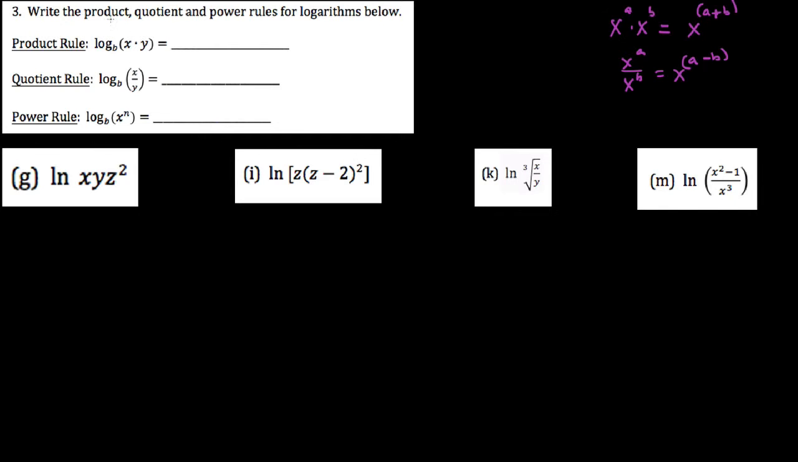What I want you to understand is that, this logarithm being an exponent, two things being multiplied together and having the same base, you can see base b right there.